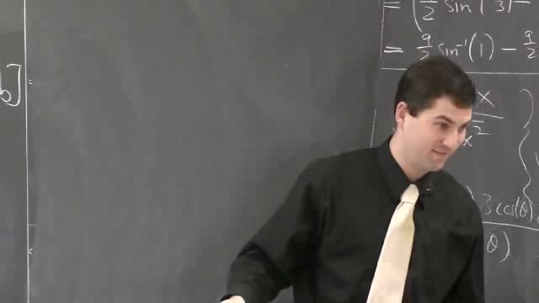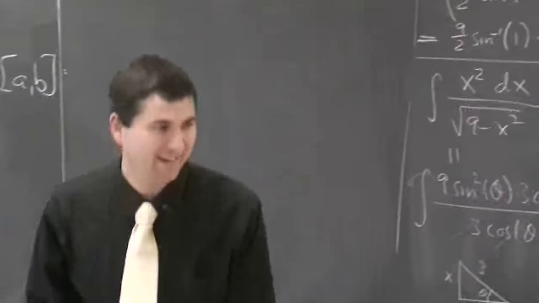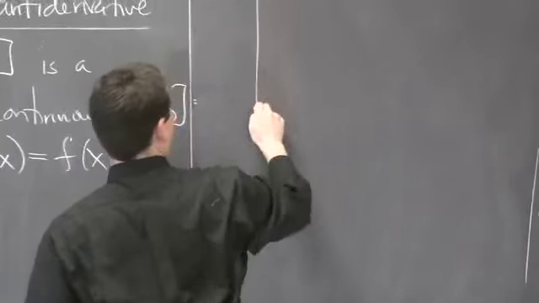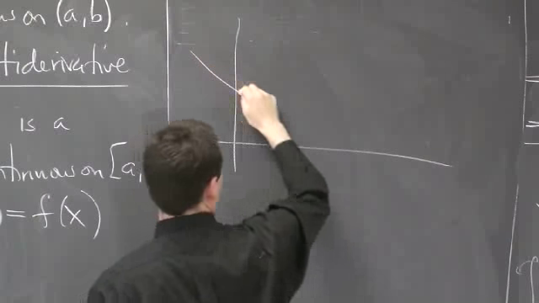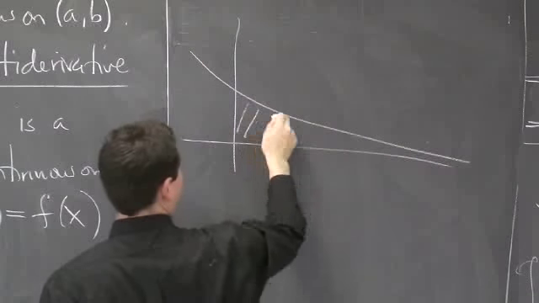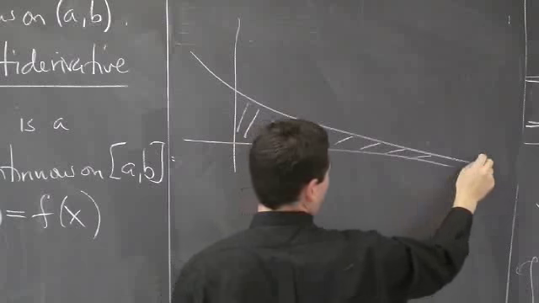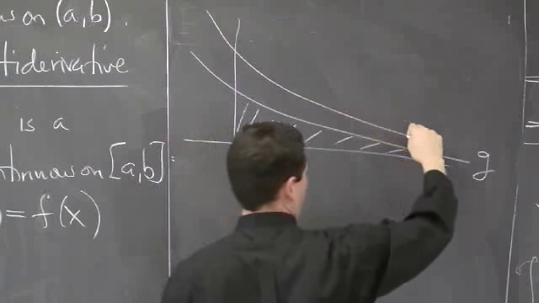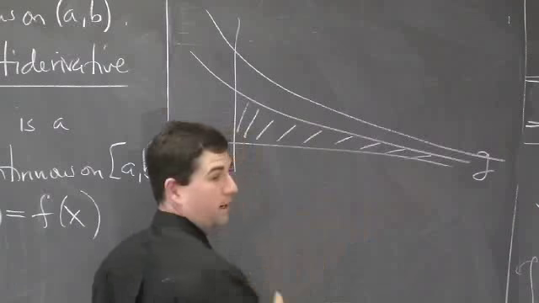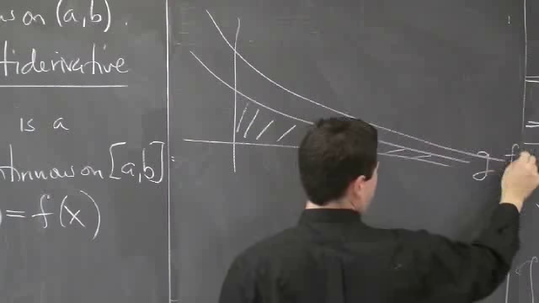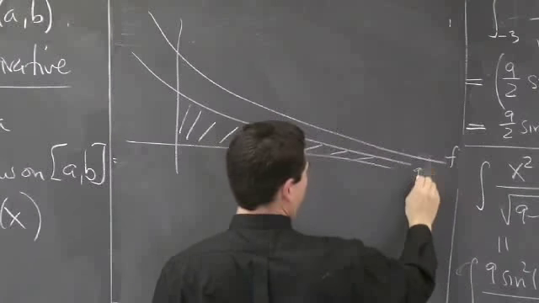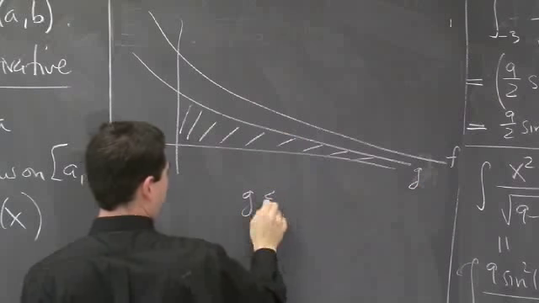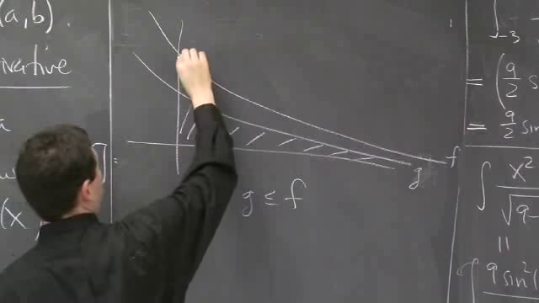It's not a trick question. No. I mean, think about it. Draw a little picture here. I get a nice little function. Call that my function g. Then I have another function up here, which is always bigger than g. That's my f. So here g is always less than or equal to f. So I get more area.